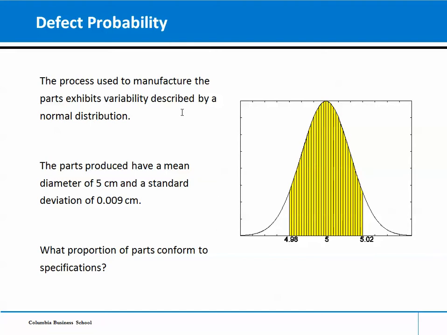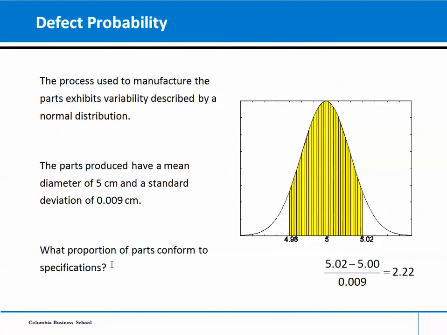The process used to manufacture the parts exhibits variability described by a normal distribution. So the normal distribution I've drawn here shows the distribution of diameters of parts actually produced. The mean is 5, but there's some dispersion around the mean, and that dispersion is described by a standard deviation of 0.009 centimeters. Remember that the specifications allow a tolerance of 0.02 centimeters plus or minus, and so the shaded area here shows the parts that are good. We want to know what proportion of parts conform to specifications.